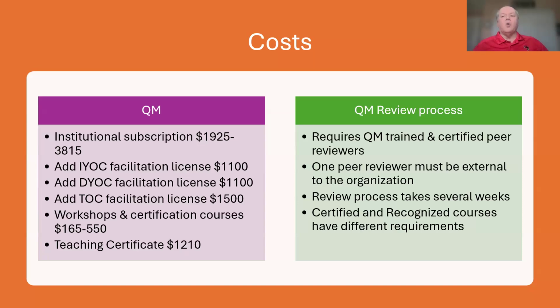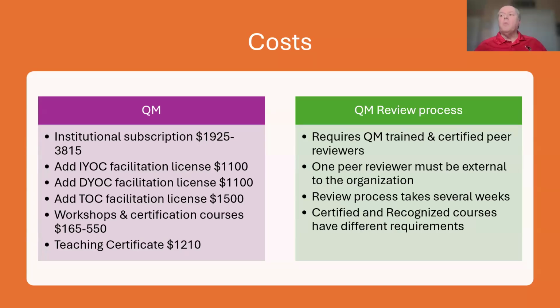And if you want to have a Design Your Own Online Course facilitation license, then there's a cost for that too. And then there's a teaching online course facilitation license. So this way you can offer those workshops rather than paying OLC to offer them. The workshops and certification courses to become the Certified Quality Matters Reviewer are anywhere from $165 to $550 depending on the level, and then their teaching certificate is $1,210.